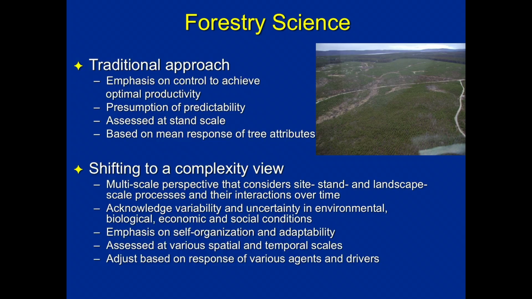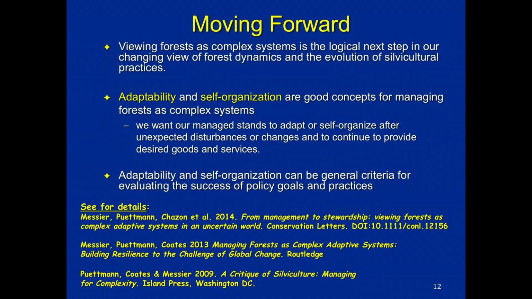Okay, just about done with complexity science. I think viewing forests as complex systems is a logical next step. As I mentioned before, I really think that adaptability and self-organization are good concepts for managing forests as complex systems. We want our managed stands to adapt and self-organize after unexpected disturbances or changes, and to continue to provide the desired goods and services. And adaptability and self-organization can be good general criteria for evaluating the success of policy goals and practices.